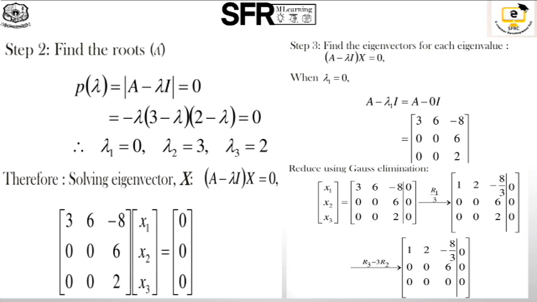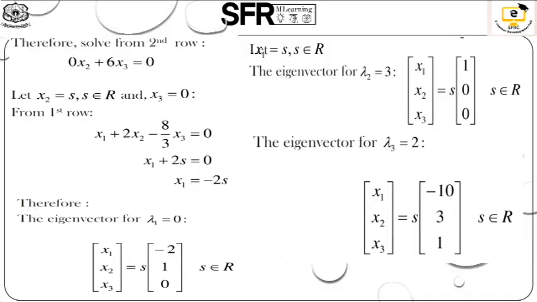So, first we take lambda 1 equal to 0. So, in this case we have the eigenvector x1, x2, x3 equal to minus 10, 3, 1 into s. S means it belongs to a real number.